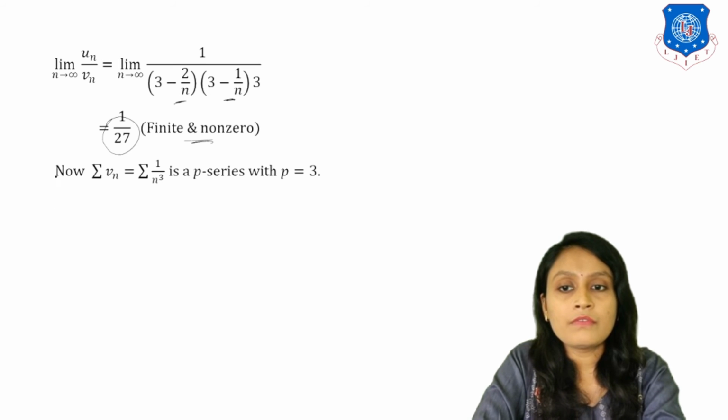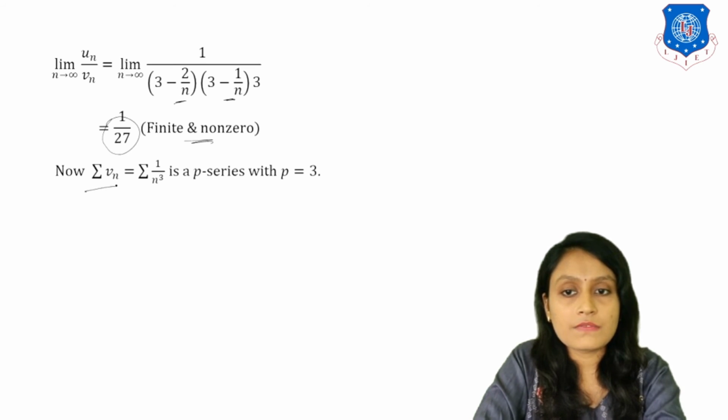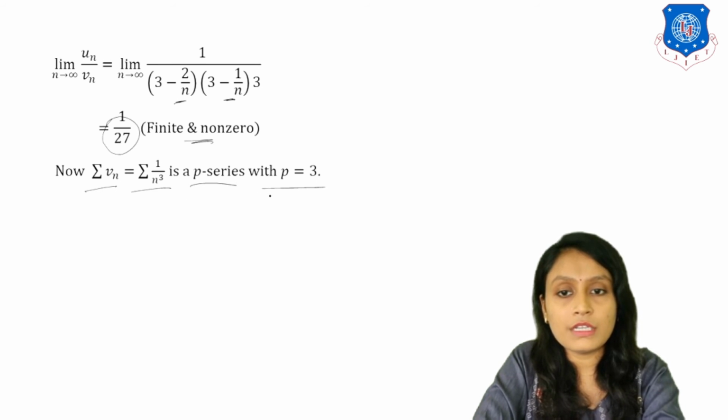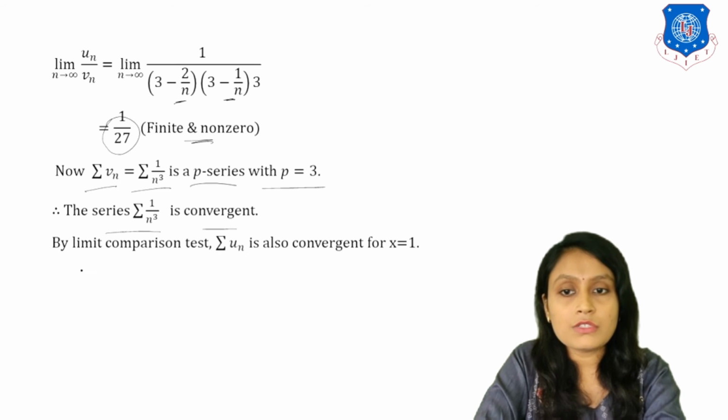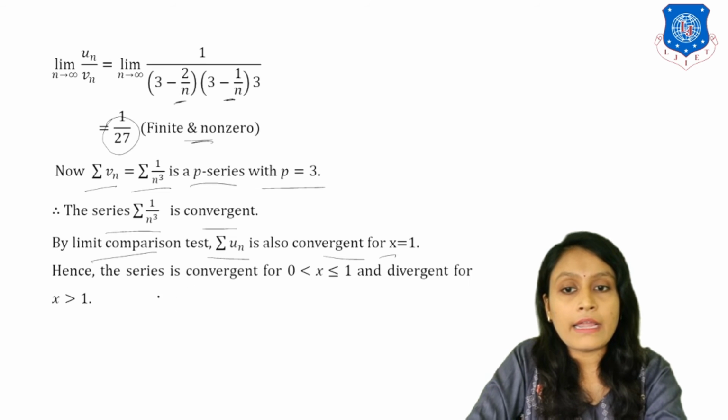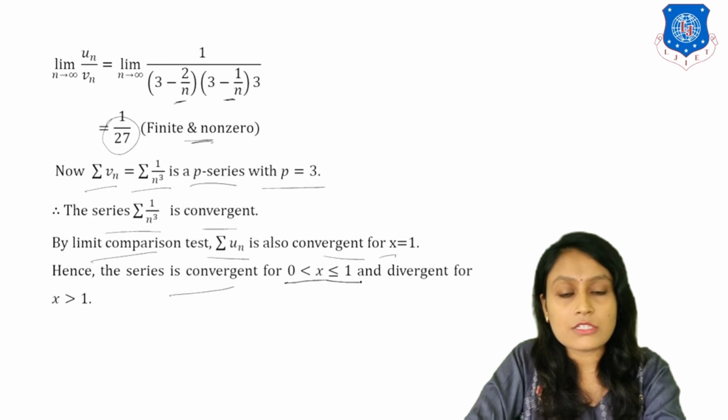Okay, now we will see Vn. So series Vn, which is series 1 upon n cube, is a P series with P equal to 3. Okay, so we can say that this series Vn is convergent by the P series test. So we can say by the limit comparison test that this series un is also convergent for x equal to 1, right? So at last we can say that the series is convergent for 0 less than x less than or equal to 1, and it is divergent for x greater than 1, right?